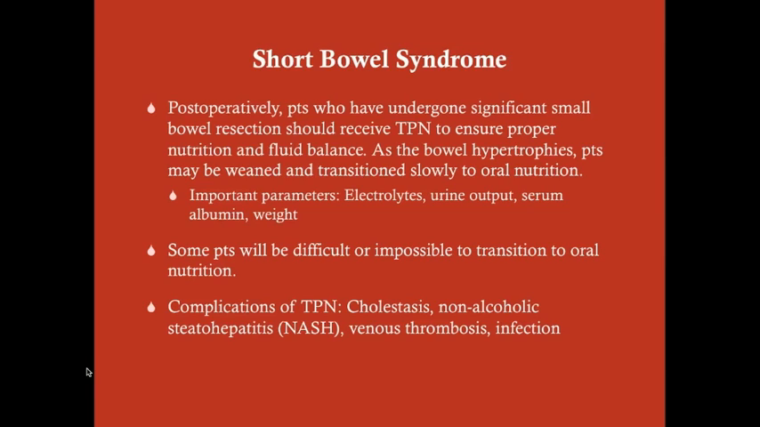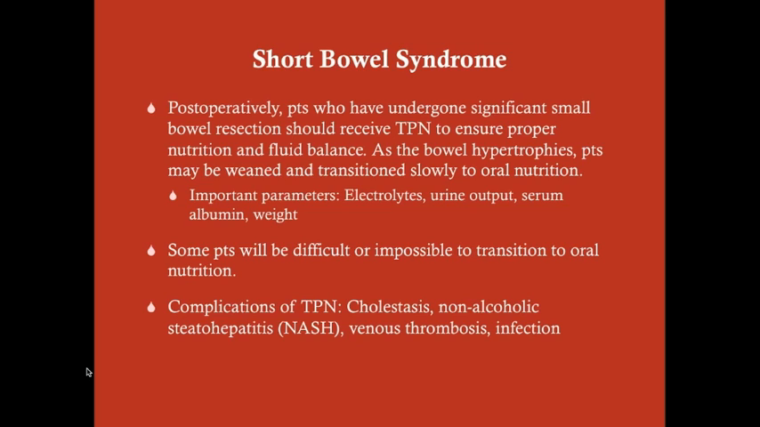Complications of total parenteral nutrition, and of course these complications are going to be worse the longer they're on total parenteral nutrition, include liver problems, cholestasis, non-alcoholic steatohepatitis, or NASH, venous thrombosis at the site where you're injecting for the parenteral nutrition, and then of course any time you've got repeated injections, you can cause infection as well.